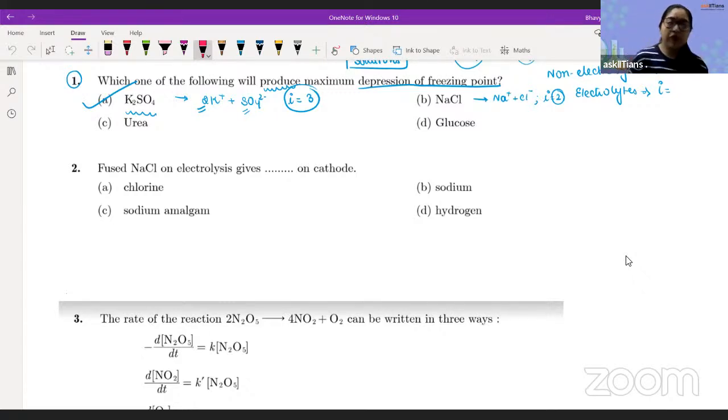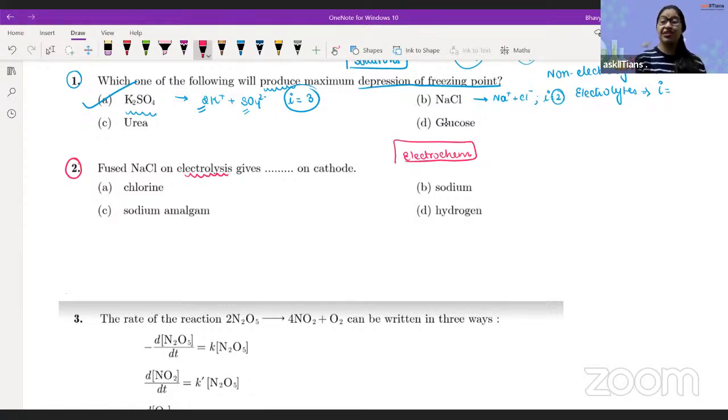In the same way, when I move to question number 2: fused NaCl on electrolysis gives dash on cathode, right? Here, what is the scenario? The scenario is that, first of all, because they have asked about electrolysis, it's a question of electrochemistry.